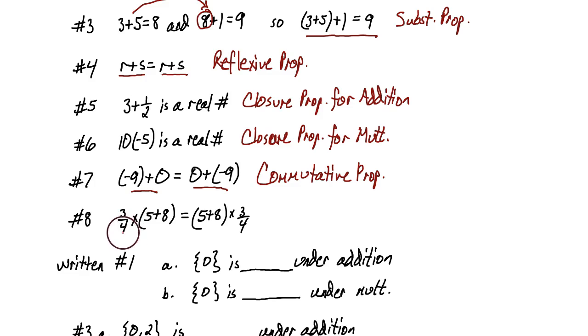Number 8, 3/4 times 5 plus 8 is equal to the 5 plus 8 times the 3/4. That is again the commutative property. The only thing different is that the order of the things has been switched.